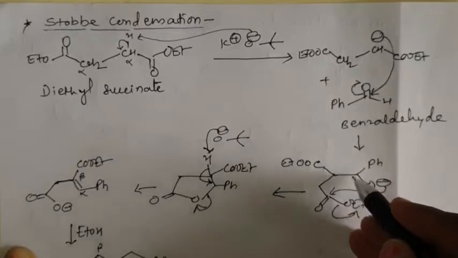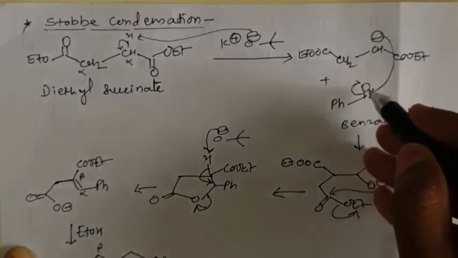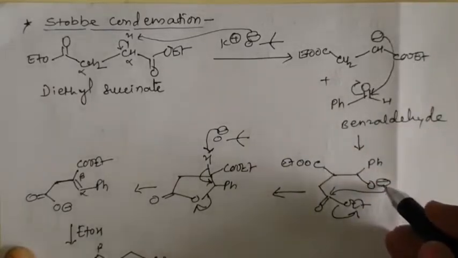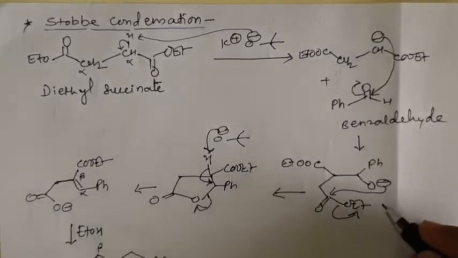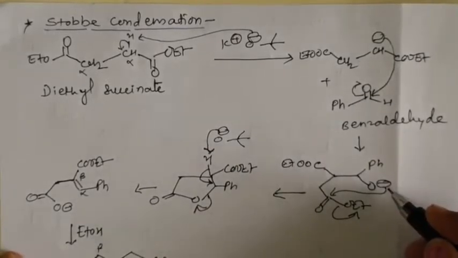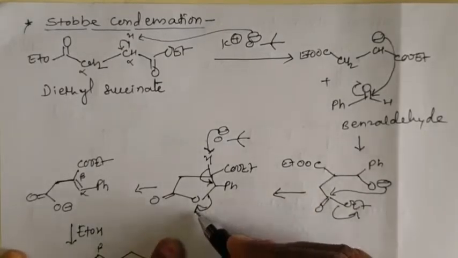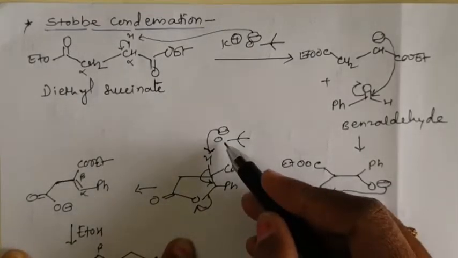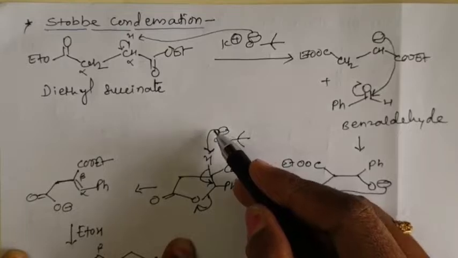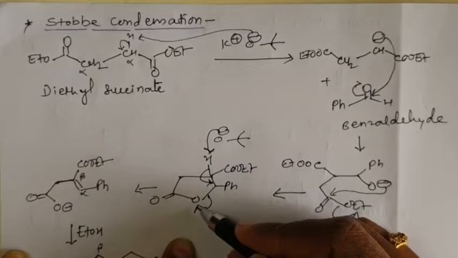Now this carbanion forms a bond with this carbonyl carbon which is attached to the benzene ring, and this becomes O minus. Then there is an intramolecular cyclization reaction. This O minus is going to attack this carbonyl carbon and OEt leaves. So we get the cyclic product, which is a 5-membered ring. Then this tertiary butoxide acts as a base, it abstracts this proton, the electrons shift here, and again a ring opening reaction takes place.